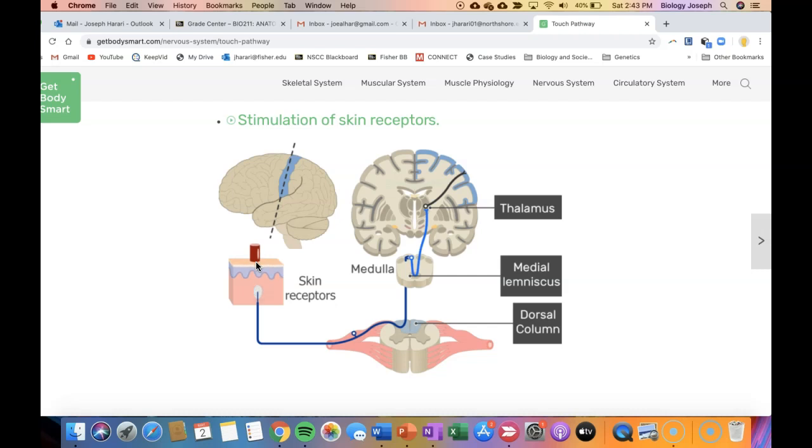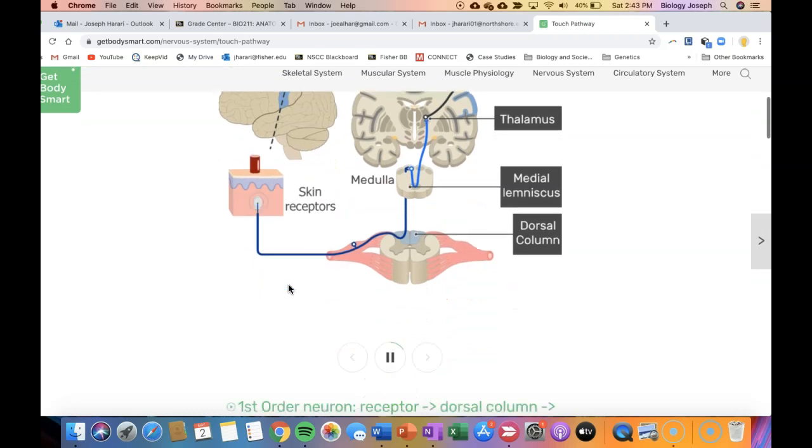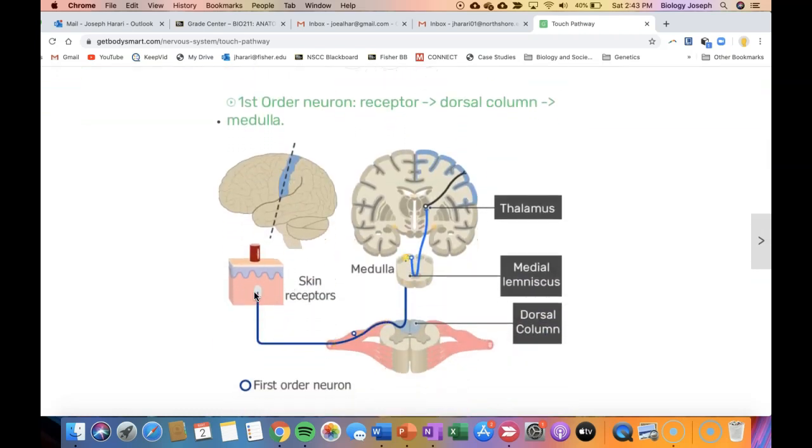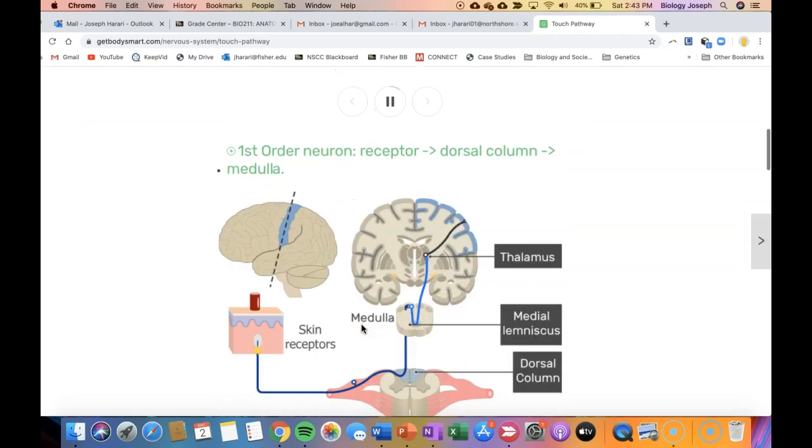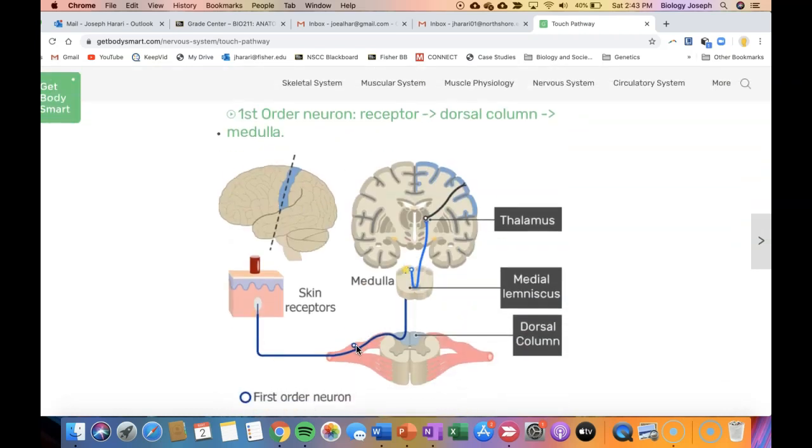So the first step is we have a sensory neuron. This is our first order neuron. So the sensory receptor is the first order neuron that's in the skin, and in response to contact, so if I'm pressing down on the skin, that sensory receptor will be activated. And what we know about sensory receptors is that their cell body is far away. It's in the dorsal root ganglion next to the spinal cord.